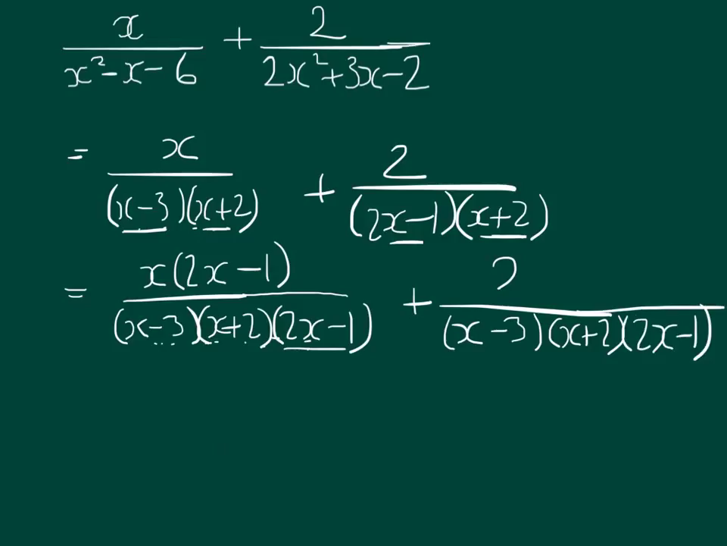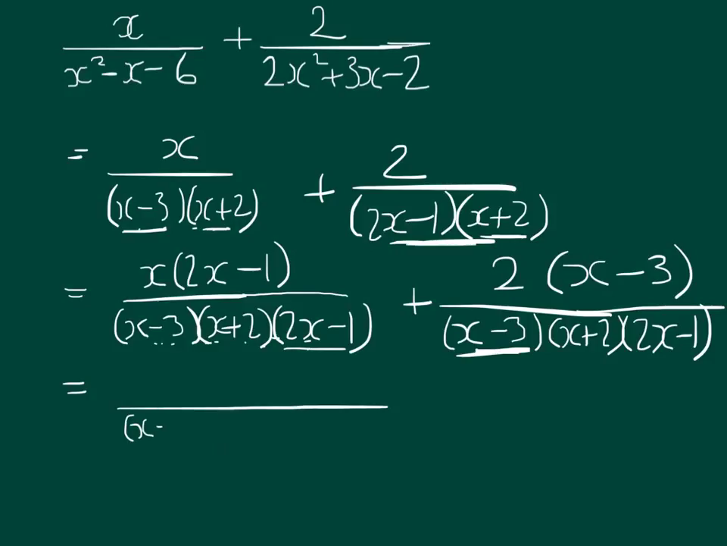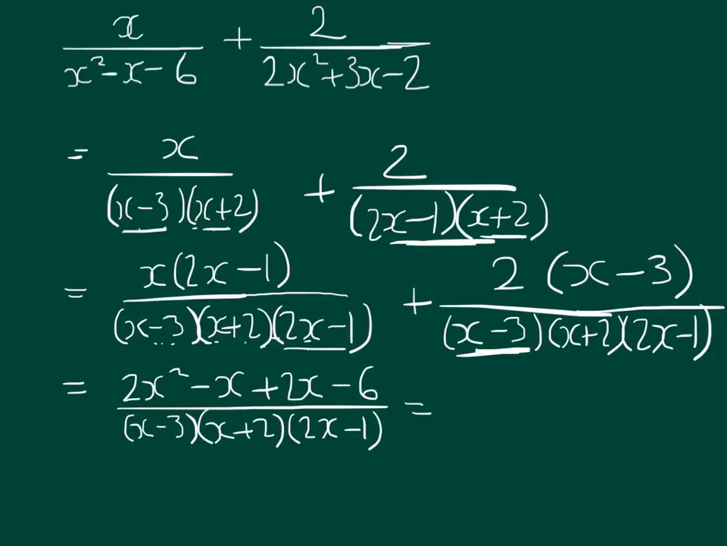And we needed to multiply by the x take 3 to get this, because it wasn't here before. So we're going to be multiplying the 2 by x take 3. So we can write this all over one thing. Now if we expand the top bits and then group them together, we get 2x squared take x plus 2x take 6. We add that all up, then we get 2x squared plus x take 6 over this stuff.